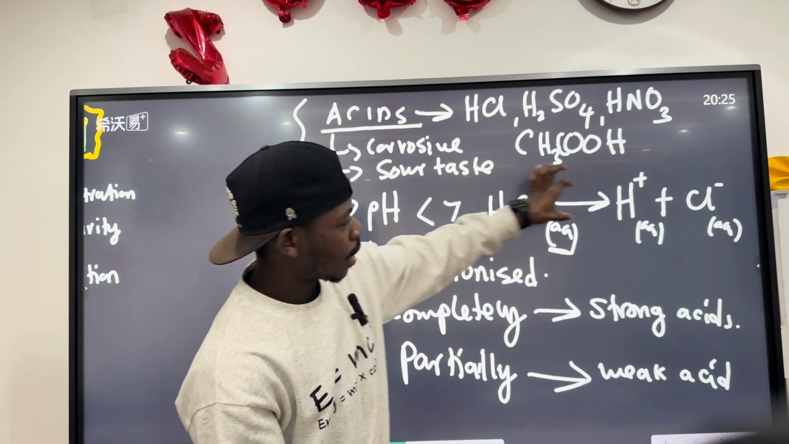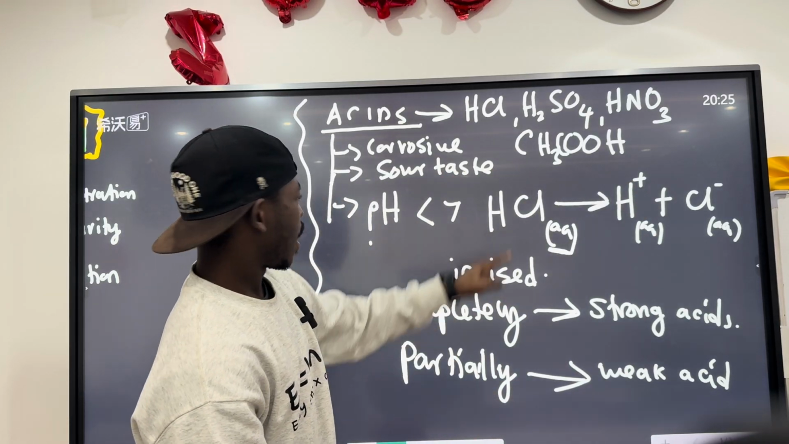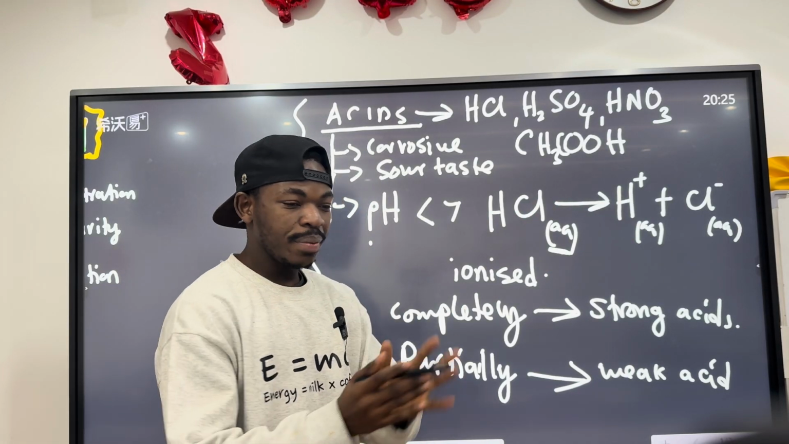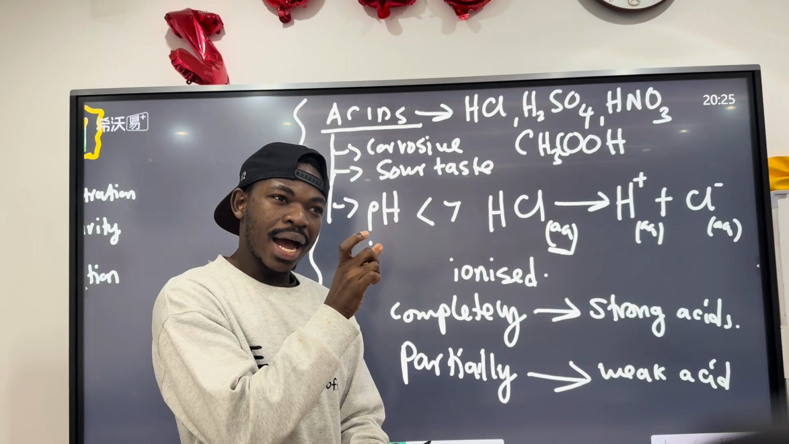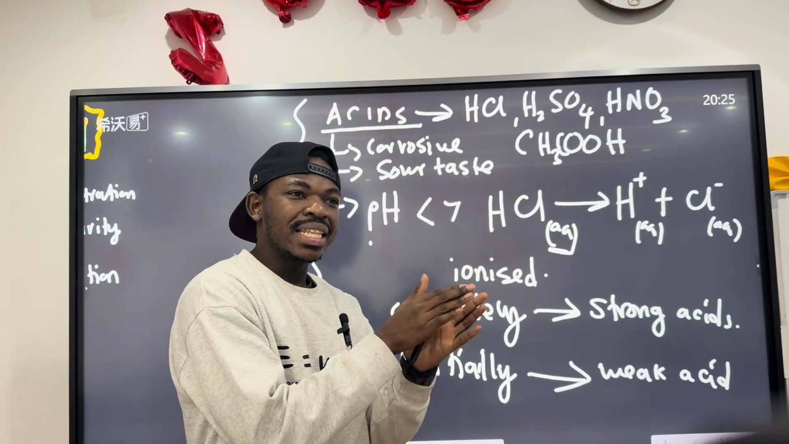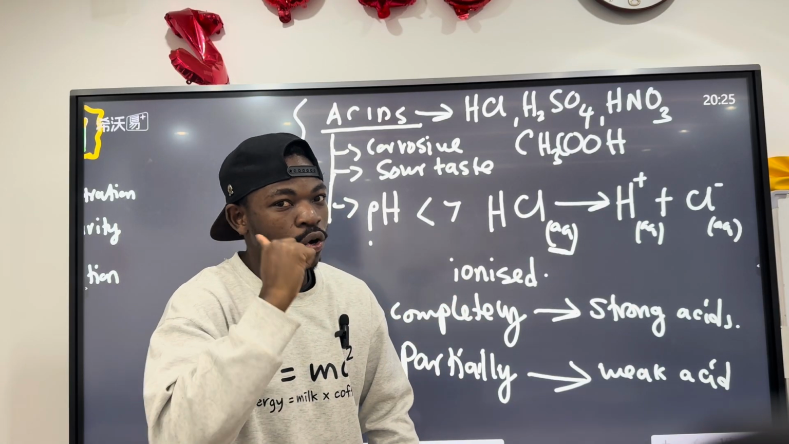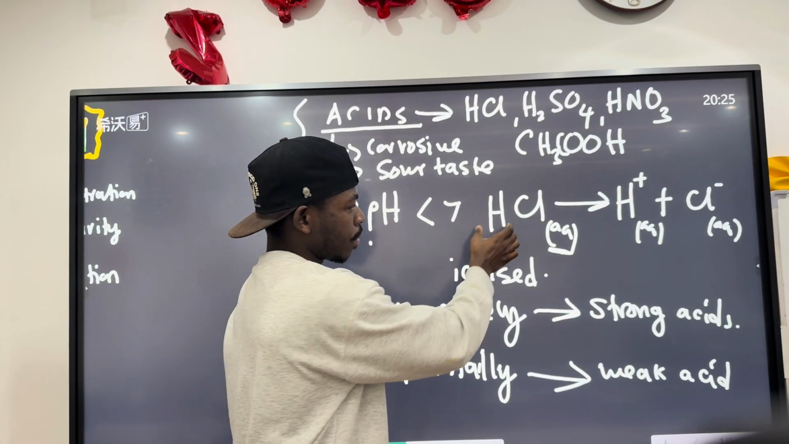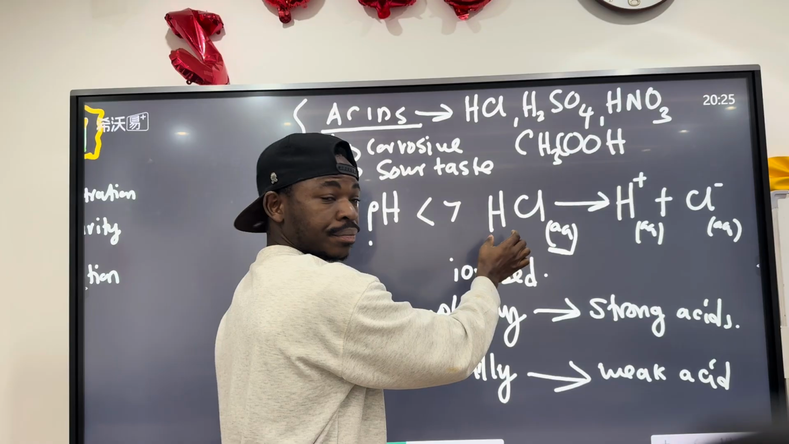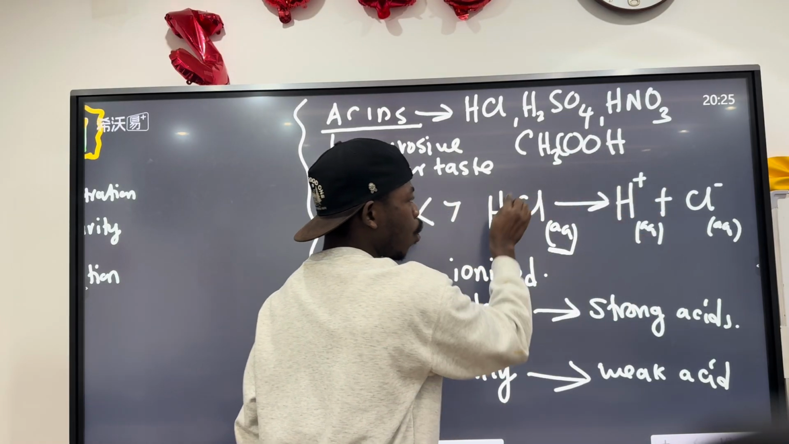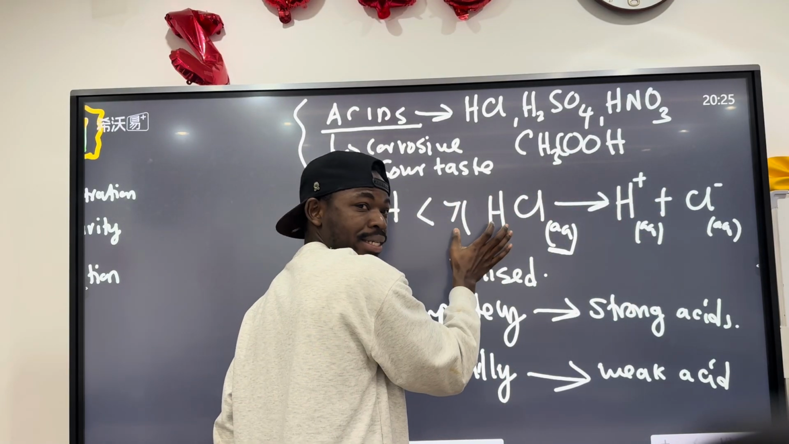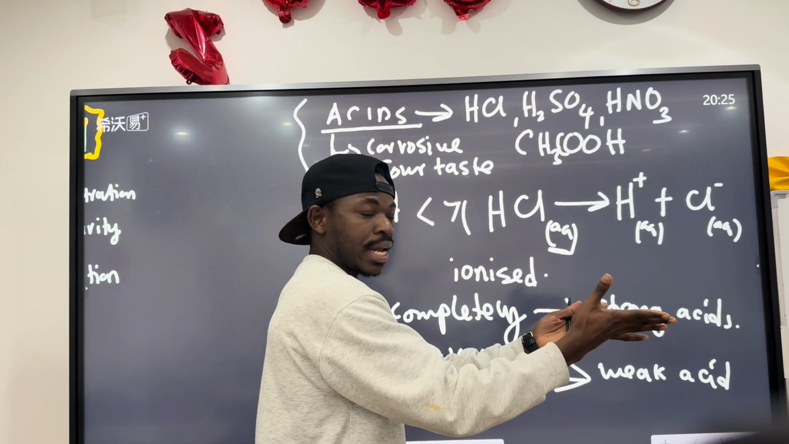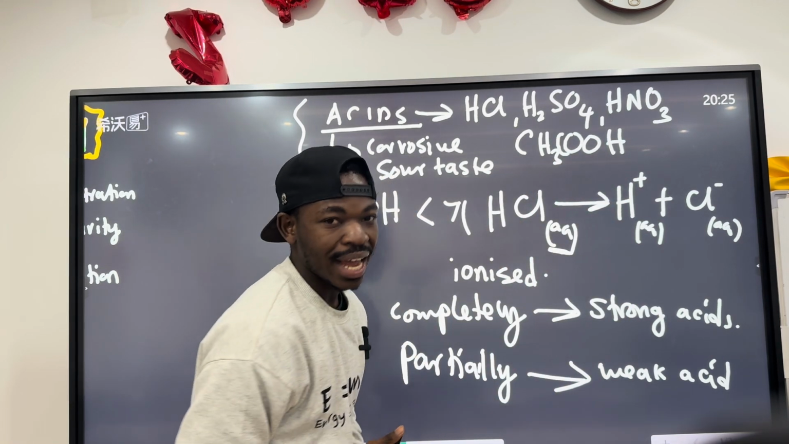For example, hydrochloric acid here completely ionizes. Now, what do we mean? If an acid ionizes and there is no other hydrogen ion left, then that acid has completely ionized. You can see this acid ionized like that, and all the hydrogen ions that were present have been released. So this acid has completely ionized.